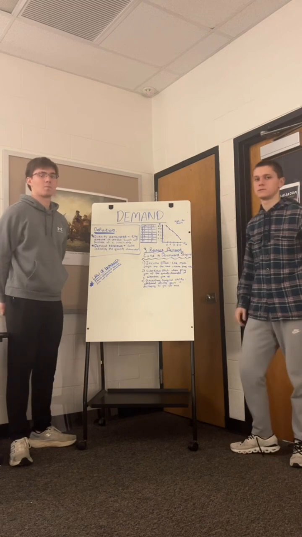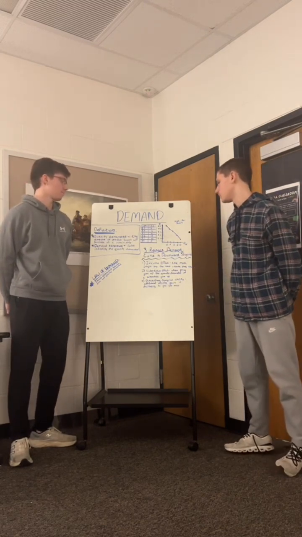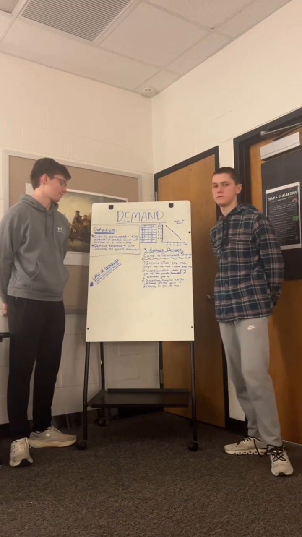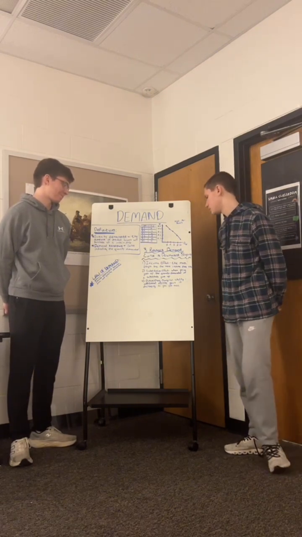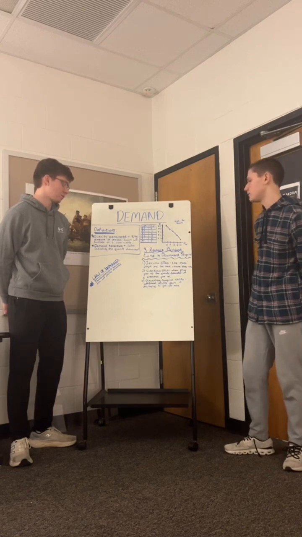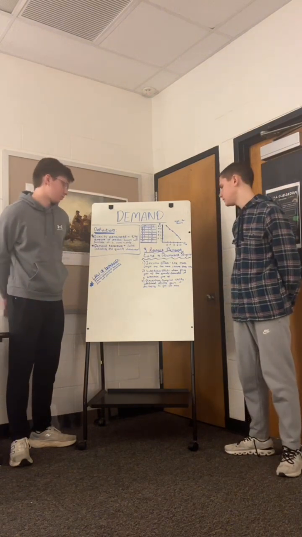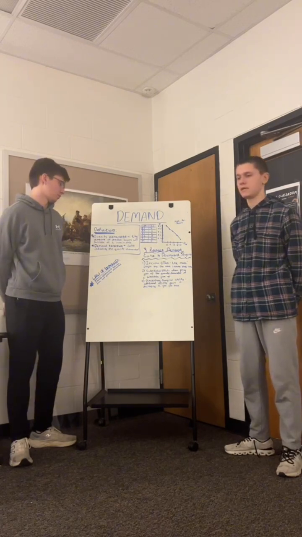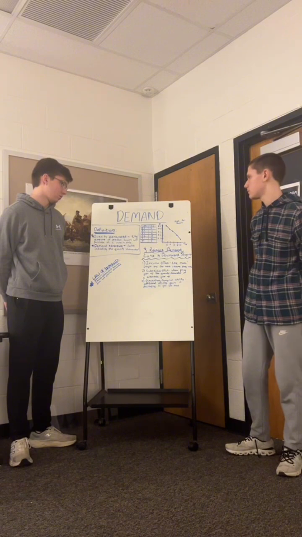It has a couple reasons why. The first one is the income effect. The more people buy, the more income that they use. The substitute effect: when the price goes up, the quantity demanded of a substitute goes up. And then diminishing marginal utility is when the additional utility gained decreases as you get more.